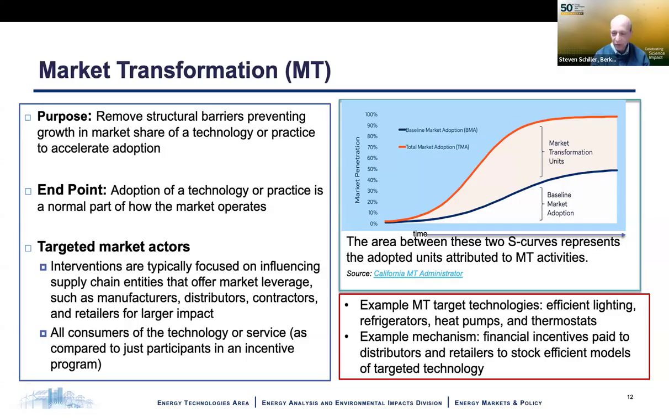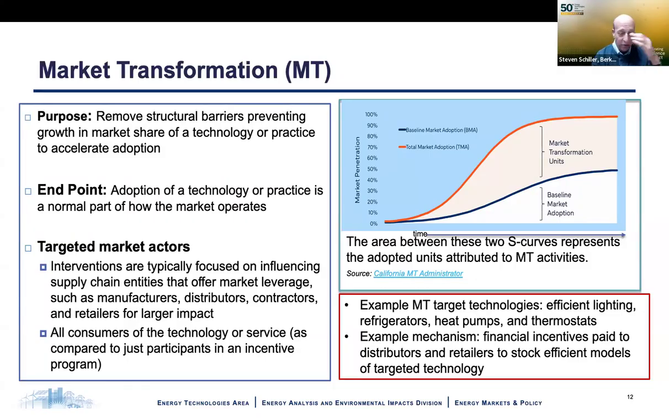And examples, as I sort of mentioned there, that have seen this: efficient lighting, refrigerators, certainly heat pumps, thermostats, smart thermostats, for example. And one of the most common mechanisms that I use as an example of this is giving distributors and retailers incentives to stock the efficient models.